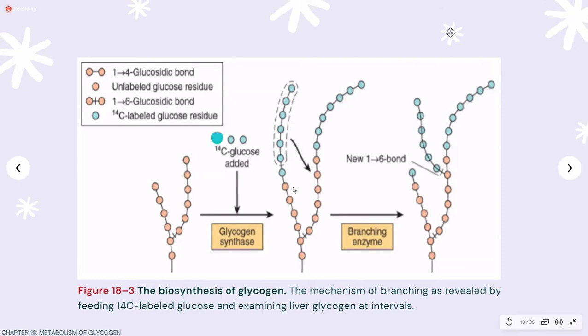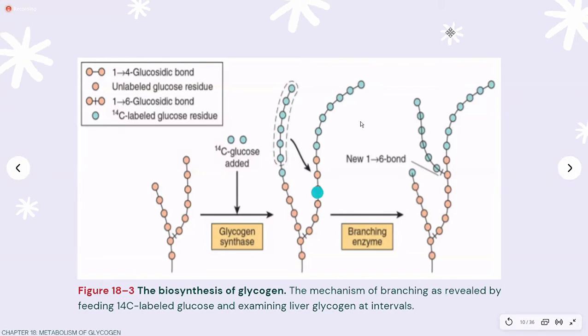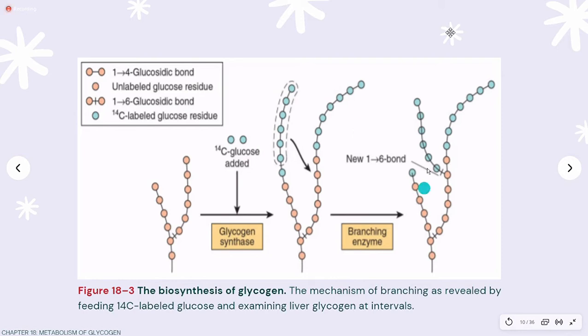So this is the one. So the two enzymes, glycogen synthase and branching enzymes, come into play so that your glycogen becomes arborized. So this is the beginning already. You look at this. So if you have branches and all of that, then you have a glycogen tree.